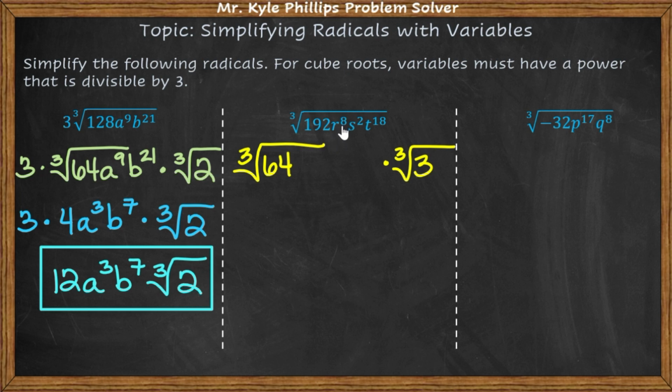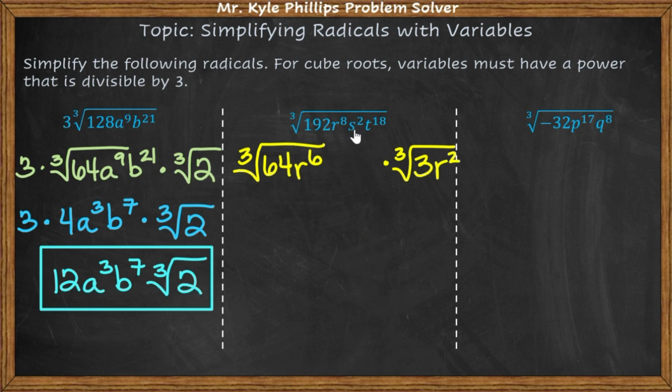Here, r to the 8th power. 8 is not divisible by 3. So here, think about this as old school division. What is 8 divided by 3? Well, 3 can go into 8 2 times, so that's 6, and then I have 2 remaining. So what I'm going to do is I'm going to put an r to the 6th power, because 6 is divisible by 3, and then how many r's are remaining? Well, there are 2. So here I'm going to say r squared.